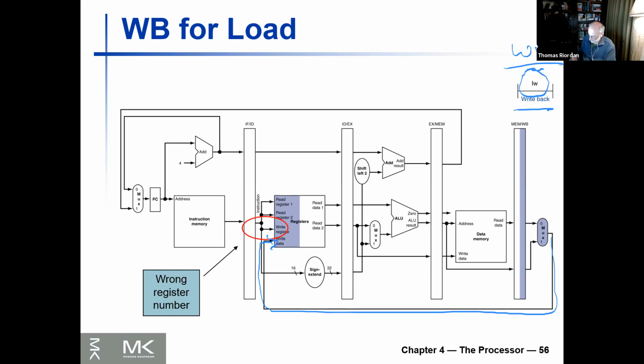So what it says here is that we have the wrong register number. What does that mean? It means that when we're in the write back stage of the load instruction, and we've got the data coming back here that we want to write into the register file, at that time the value that's stored here is the value for the instruction decode, not of the load instruction. The value of the instruction decode of the load instruction disappeared a long time ago.